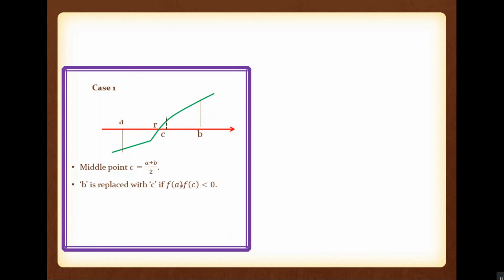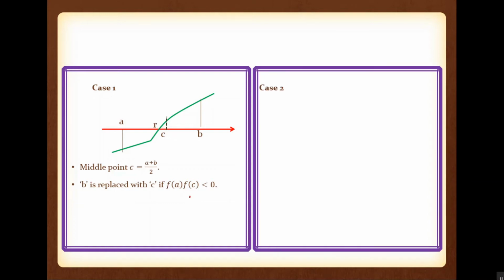So if f(A)·f(C) is less than 0, as per this diagram, then what do we have to replace? We have to replace B with C, so the new B is equal to C. If f(A)·f(C) is less than 0, replace B with C. Don't replace A, which means A stays A itself. Okay, now what is the second case?